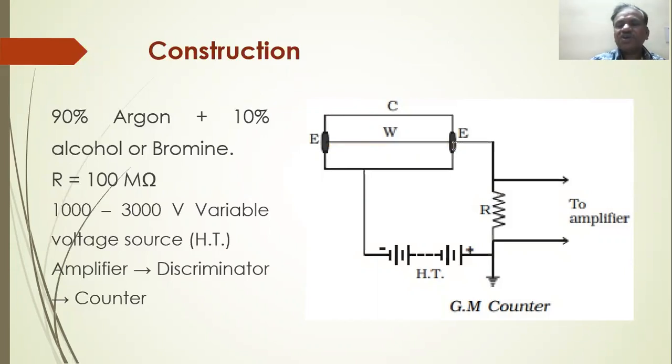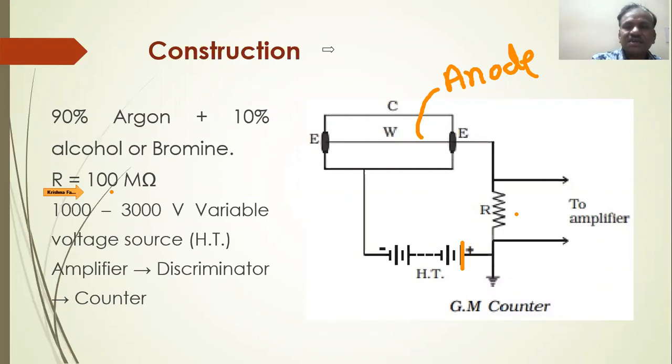This end of the tungsten wire is connected to the positive terminal of the battery, so that the tungsten wire acts like an anode, through the resistance R here. The resistance value is nearly 100 megaohm. This is the 100 megaohm resistance.